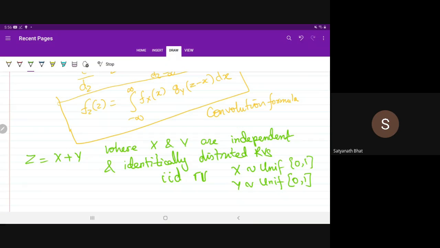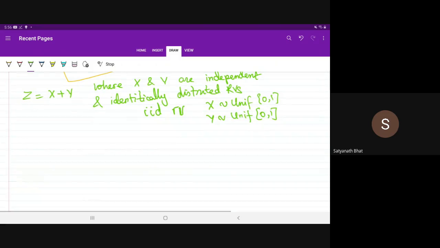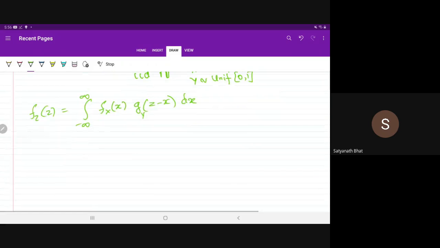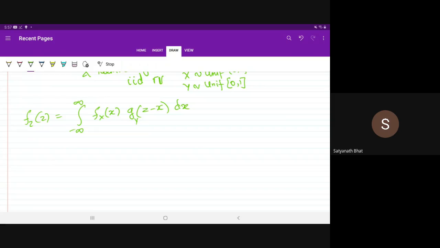Okay, so this is what we will do. So now we have to learn how to do this convolution business. Okay, so that is the next order of the thing. So let's recall fz of z is going to be minus infinity to infinity fx of x into gy of z minus x dx. So this is the convolution formula. So whenever you have to convolve, you have to be a little careful. So let us draw this function.